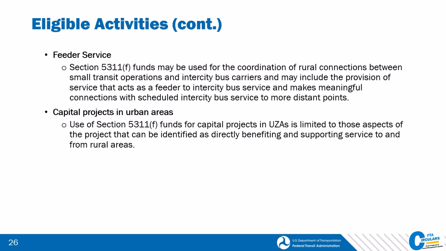In terms of capital projects in rural areas, use of Section 5311F funds for capital projects in urbanized areas is limited to those aspects of the project that can be identified as directly benefiting and supporting service to and from rural areas. These urban area projects must be included in both the Metropolitan TIP and the STIP and follow the appropriate project selection requirements contained in the Joint Planning Rule.